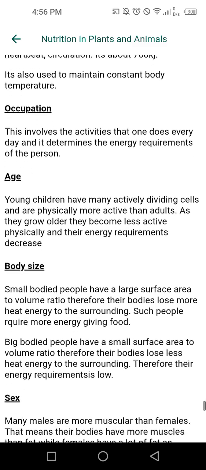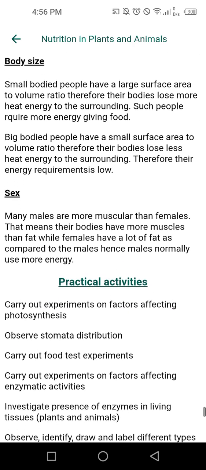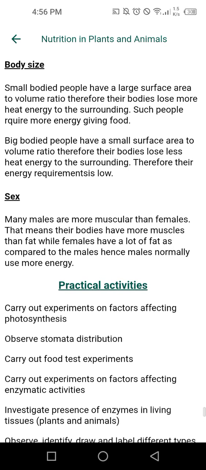Body size. Small-bodied people have a large surface area to volume ratio, therefore their bodies lose more heat energy to the surrounding. Such people require more energy-giving food. Big-bodied people have a small surface area to volume ratio, therefore their bodies lose less heat energy to the surrounding. Therefore their energy requirement is low. Sex. Many males are more muscular than females. That means their bodies have more muscles than fat, while females have a lot of fat as compared to the males, hence males normally use more energy.